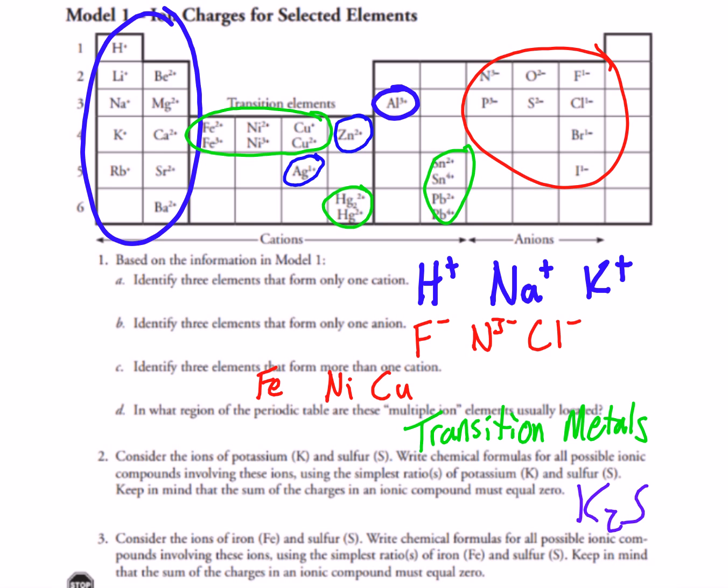The last one here says, consider the ions of iron and sulfur. Write chemical formulas for all possible ionic compounds. Keep in mind the charges must equal 0. John? Right? So what did we know? Iron has got 2 charges. Fe2+. When we put it with sulfur with the 2-, those 2 plus and 2 minus, guys, they will cancel out and be 0. Then when we have Fe3+, to get them to cancel out, it takes 2 irons and 3 sulfurs to get a total charge of 0, right? 2 times plus 3 is what?